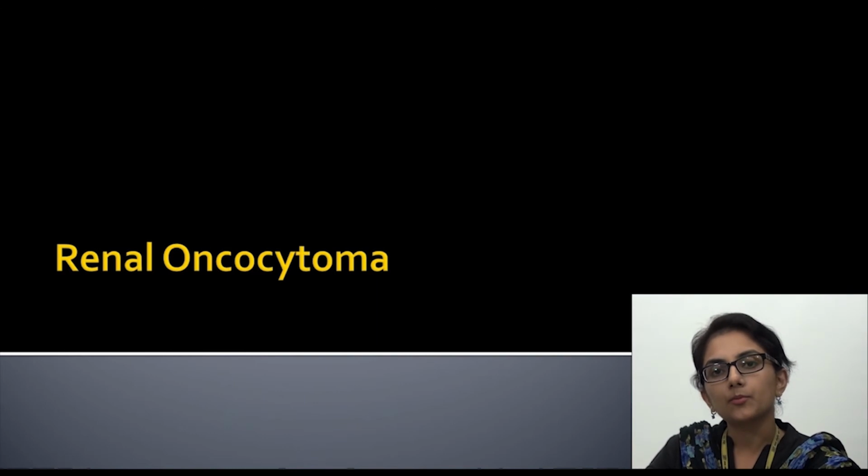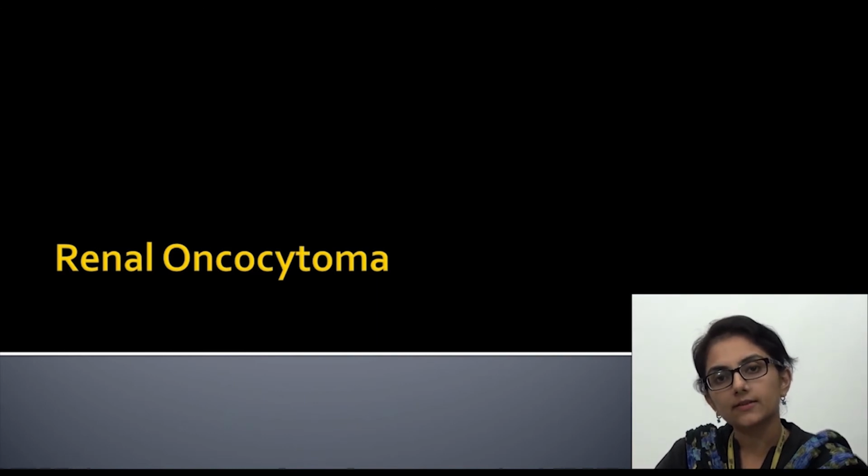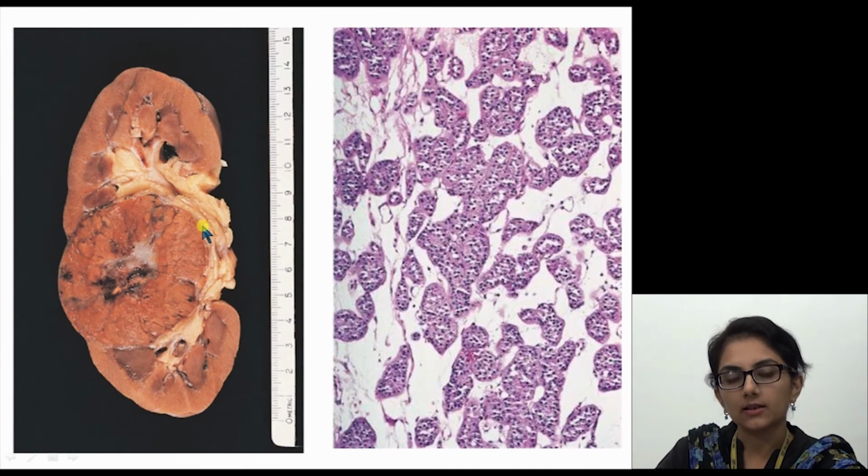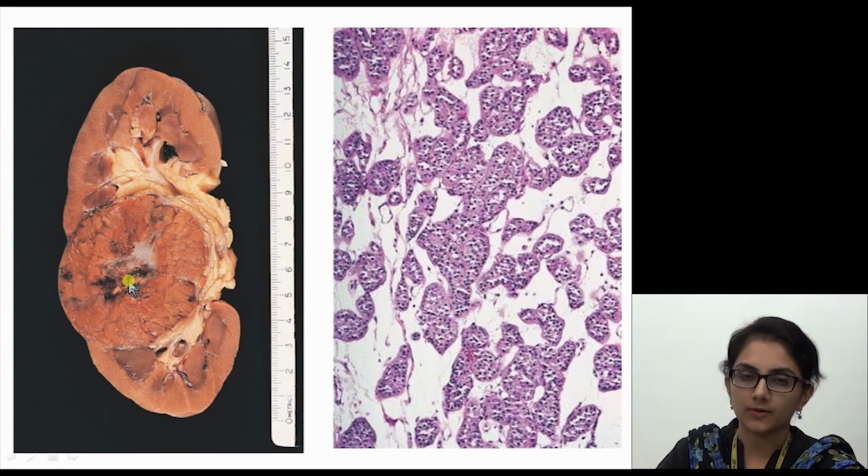Now let's look at an important benign tumor of the kidney, that is the renal oncocytoma. If you look at the gross appearance, it's really reminiscent of the chromophobe renal cell carcinoma. It also has a well circumscribed appearance with a mahogany or a tan cut surface, and can also show you the presence of a central scar. So these two tumors are really a gross differential diagnosis of each other.